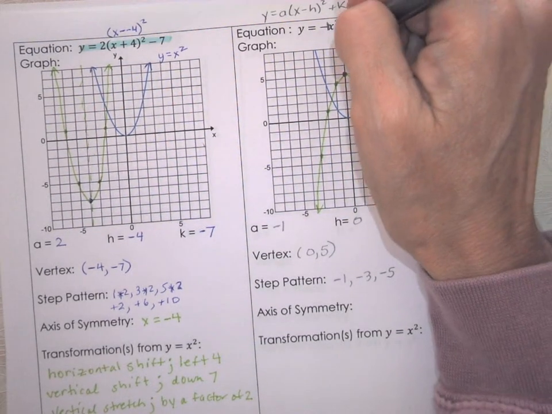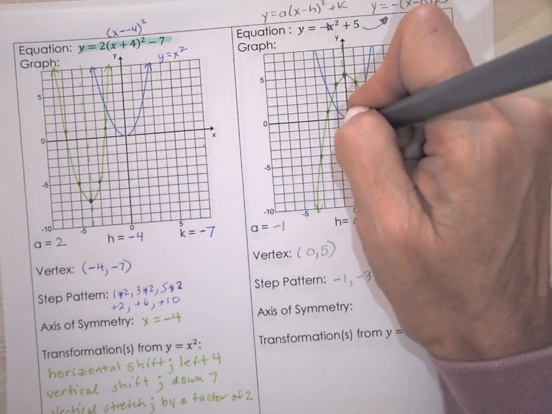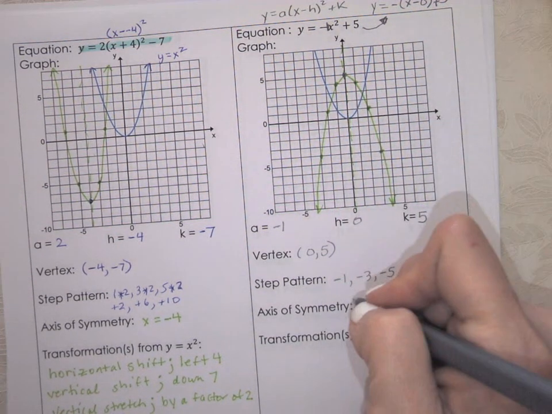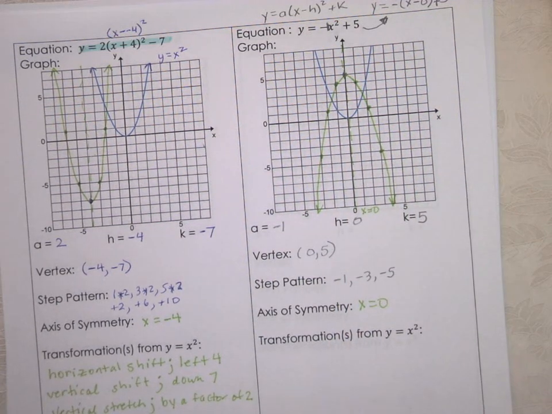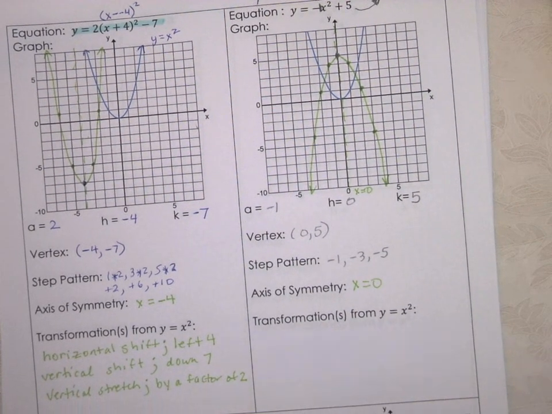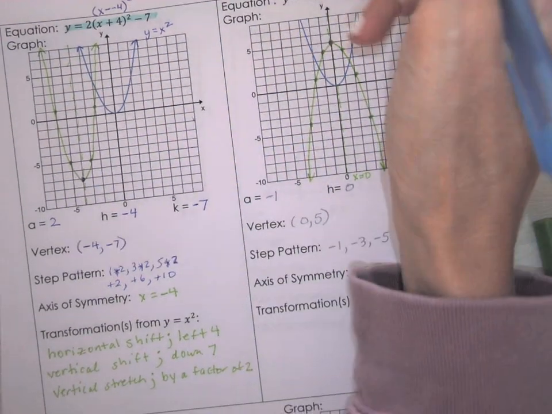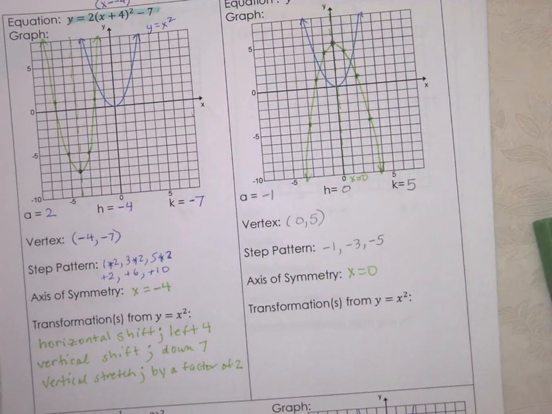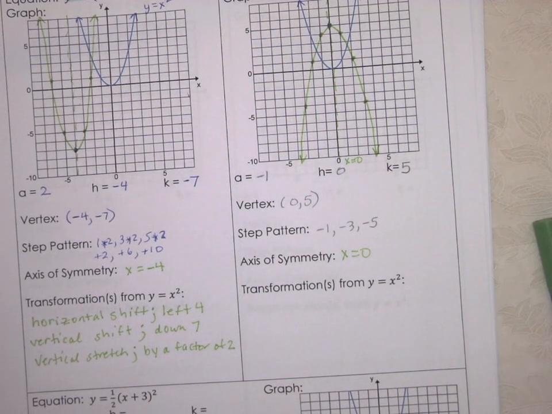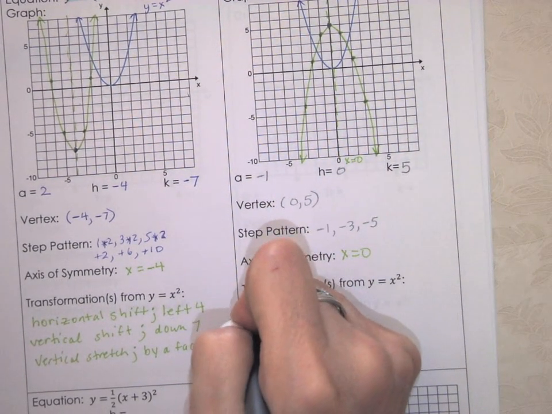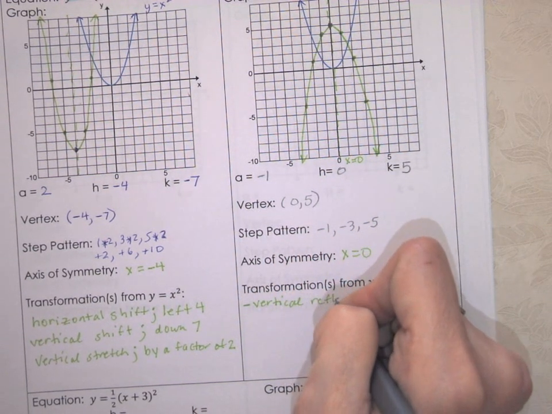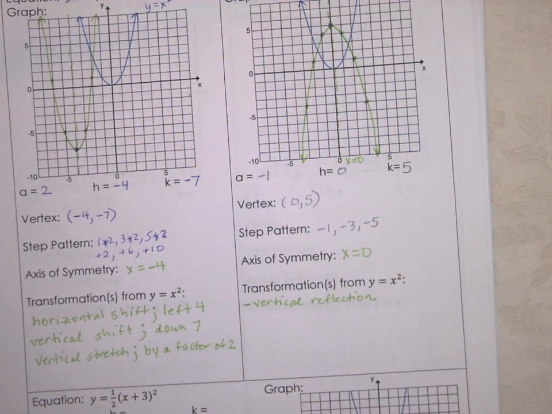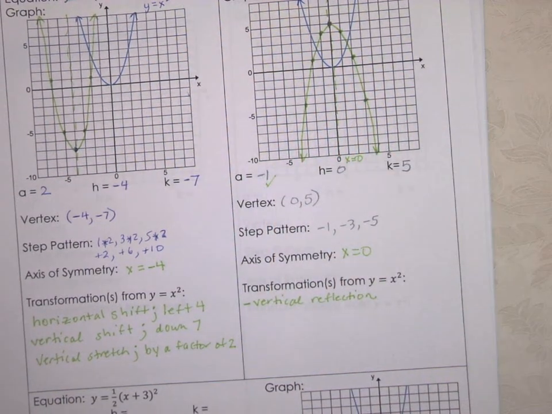We need the axis of symmetry, so that goes right through the vertex. And it's still x equals 0, our vertical line. x equals 0 is the axis of symmetry. And how is it different from the parent function, y equals x squared? Well, it's upside down for one, so we call that a vertical reflection. And so that's our a value, -1, our vertical reflection.